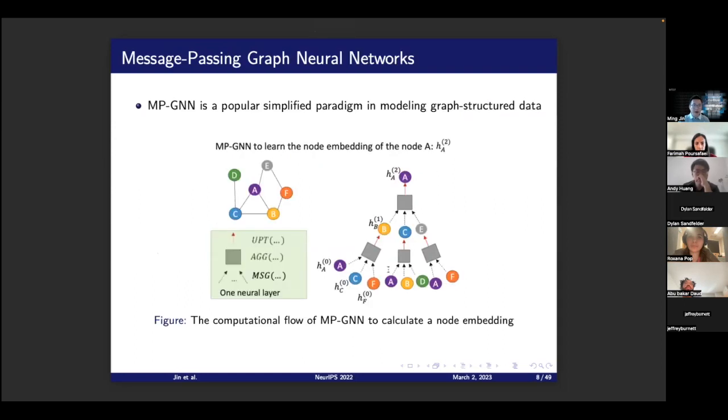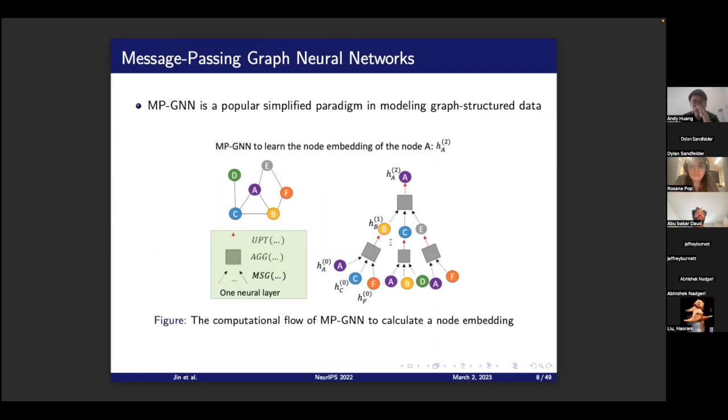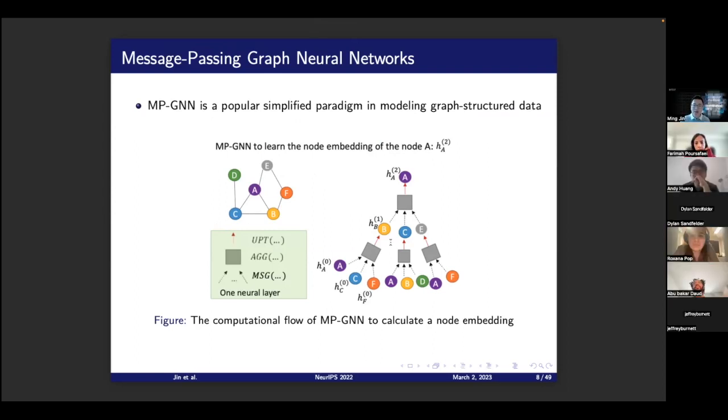Okay, another concept before we dive into the world of dynamic graph learning: the message passing graph neural networks. The MPGN for short is a popular simplified paradigm in modeling real world graph structured data. I call it simplified because this paradigm is actually a low pass filter that aggregates the information from the neighbors. To some extent, we can see this paradigm as a specification of the spectral graph neural networks, but that's another story, so I will not talk too much about the details here.